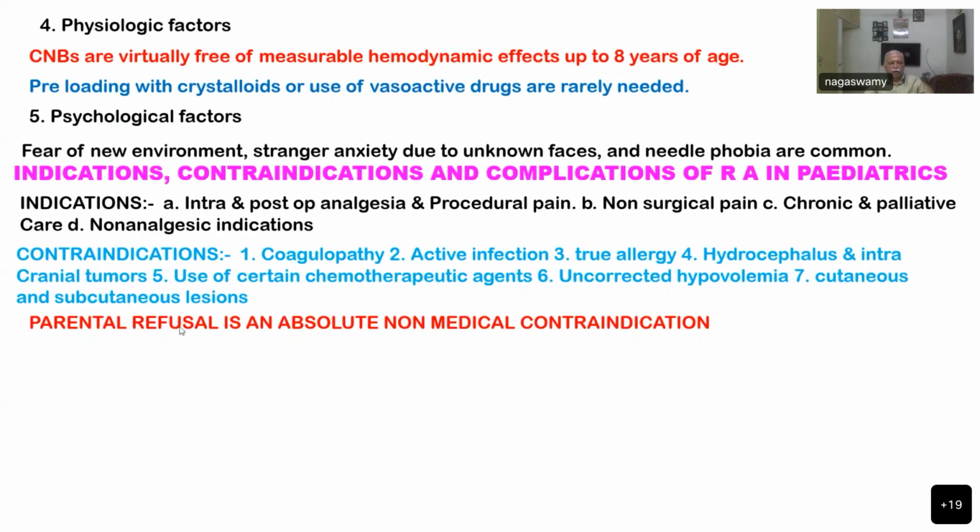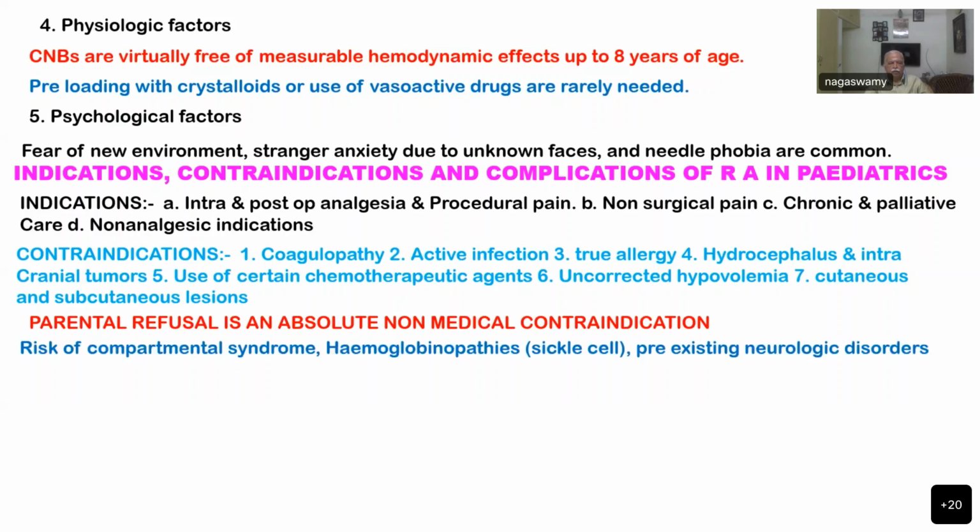So you have to tell the caregivers, attenders or parents that you are planning to do a regional, and explain that to them. And if they say we don't want that, because nowadays parents also go through Google, and they may say doing a spinal may cause permanent damage to the child's nervous system and all that. If they refuse, you have to listen to that and accept their refusal. And risk of compartment syndrome or hemoglobinopathies like sickle cell or pre-existing neurological disorders are also relative contraindications for this.